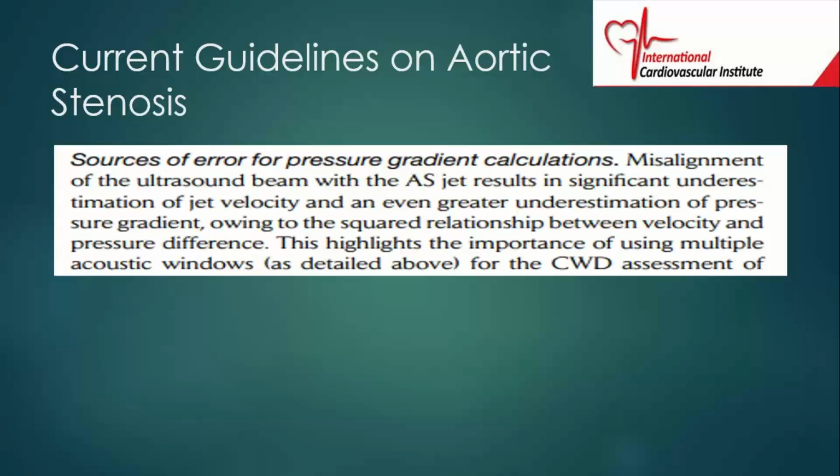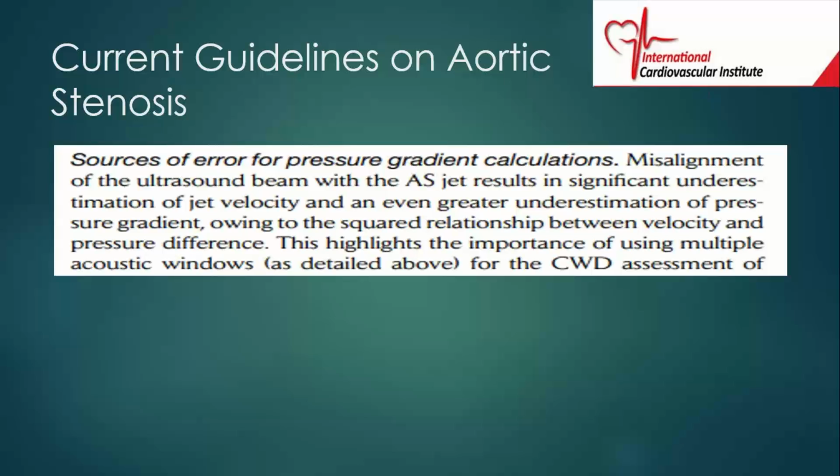So what are some of the sources of error for pressure gradient calculations? Misalignment of the ultrasound beam with the aortic stenotic jet results in significant underestimation. Again, it's a Doppler technique, so you have to make sure the ultrasound beam is parallel to the blood flow. So it's important to use multiple acoustic windows, because remember, these are live patients.